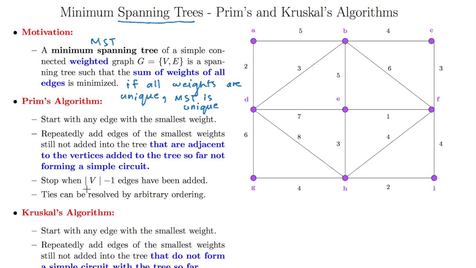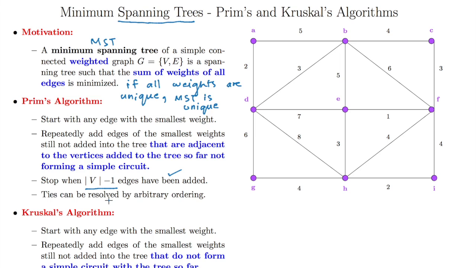And we stop when we have v minus one edges in the tree, where v is the number of vertices. So why do we stop here? Because another definition of a spanning tree is a subgraph of graph G whose number of vertices is one more than the number of edges, without a simple circuit. So when we have this number of edges, automatically we will have a spanning tree. And if we have ties, we can use any arbitrary ordering or rule which we define ourselves to resolve that tie.